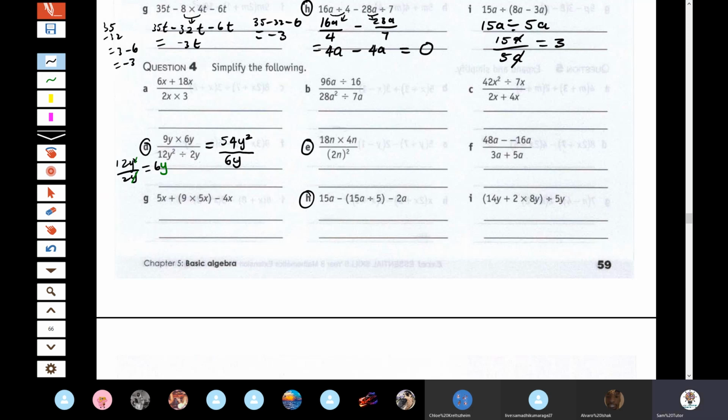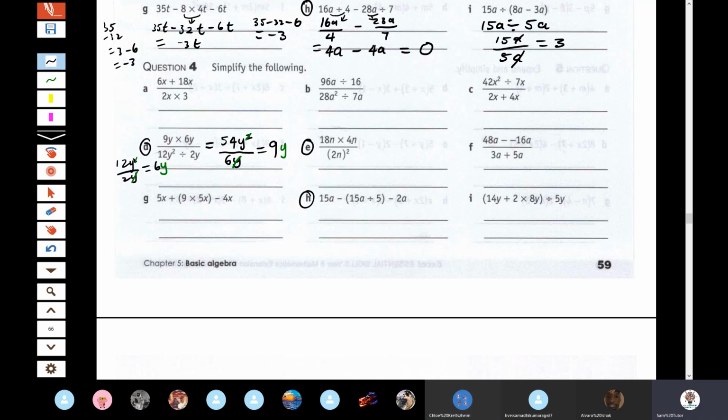And now you've got this question, which is pretty much what we've already done 100 times. 54 divided by 6, you go 9. Y squared on y, this and this cancel out, and that gets you 9y. Starting to get the hang of it? You can see it's multiple steps.